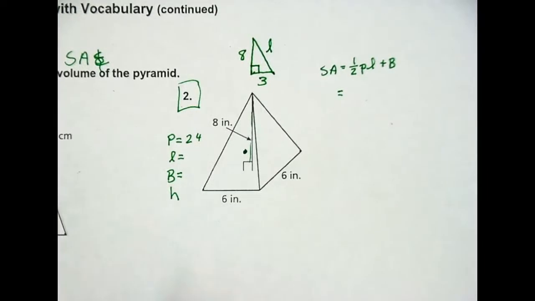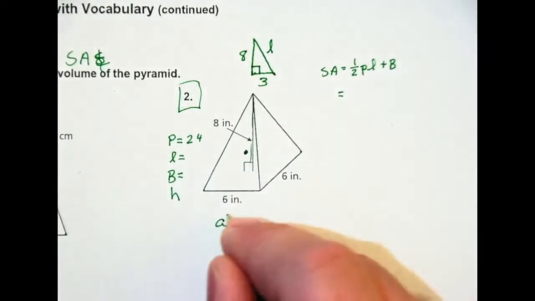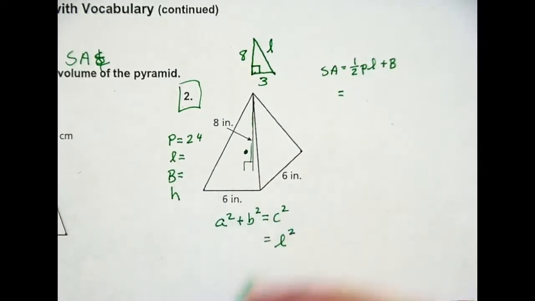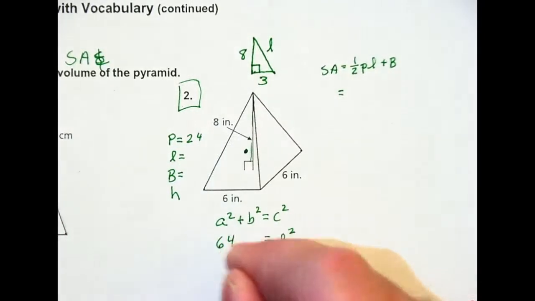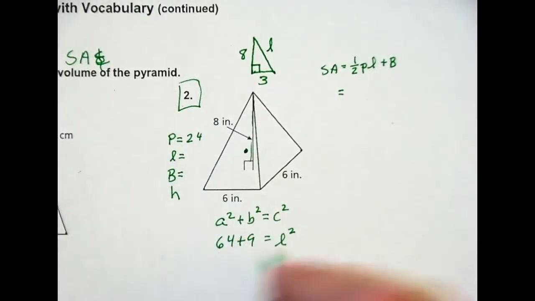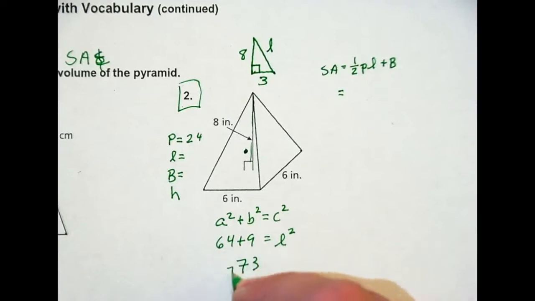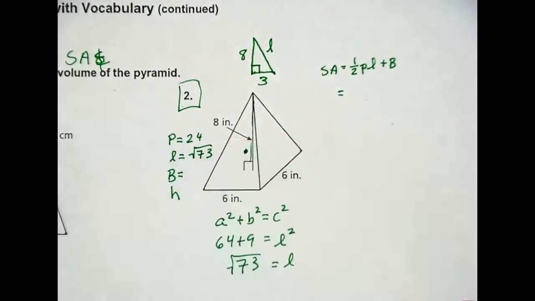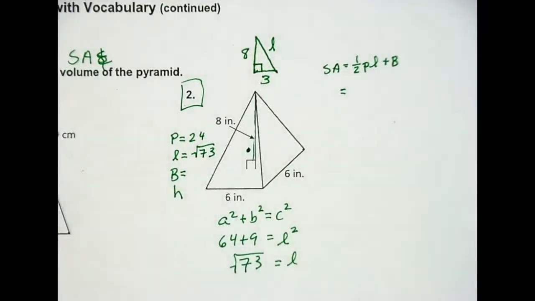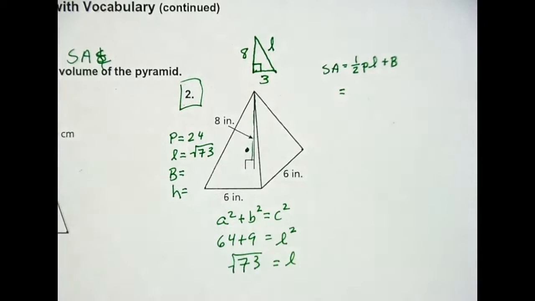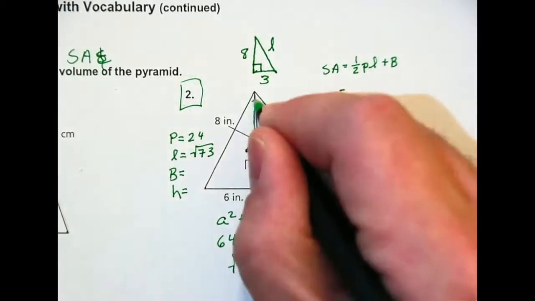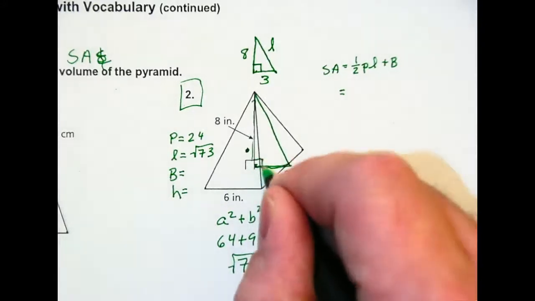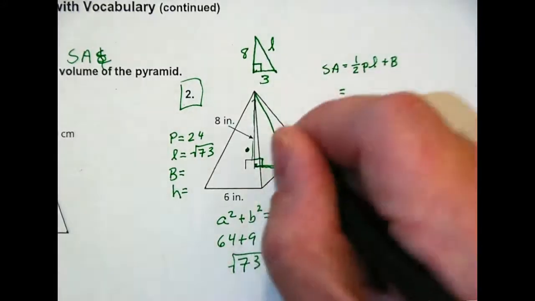Okay? Mine was a little easy. Sometimes if we use a squared plus b squared equals c squared, that c squared is actually L squared. And a and b, 64 plus 9, or 73. And take the root is equal to L. So L is root 73. Notice I didn't round it because I need the exact measure. Okay, so really all you're doing is finding this triangle right there. That right triangle. Okay, there's our slant height.